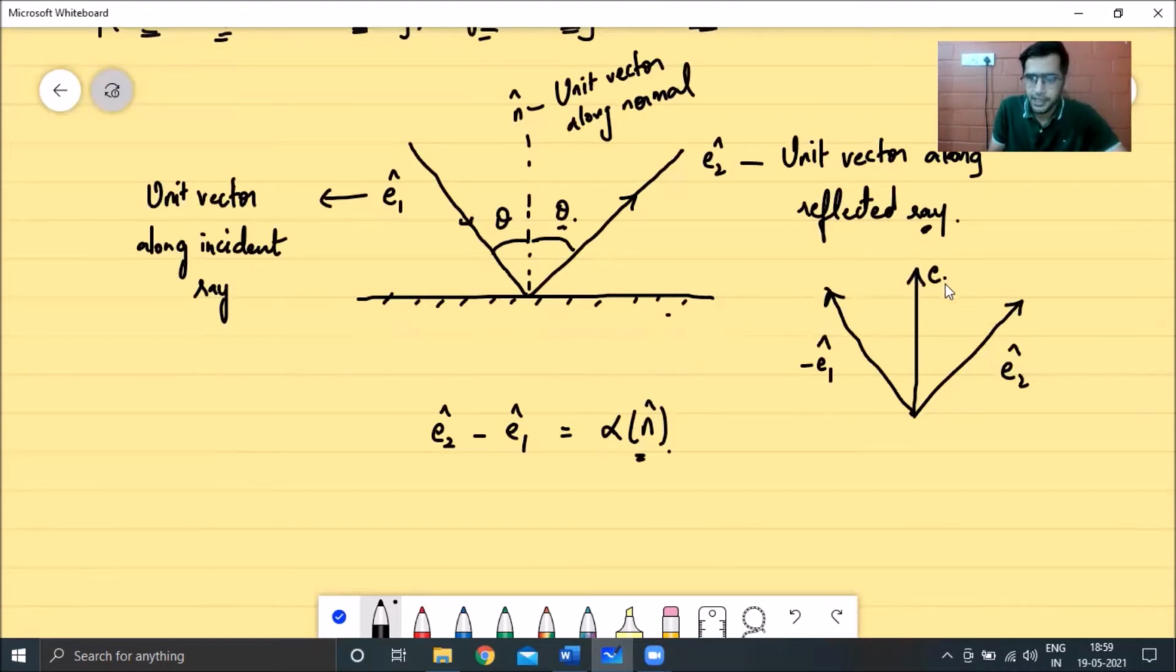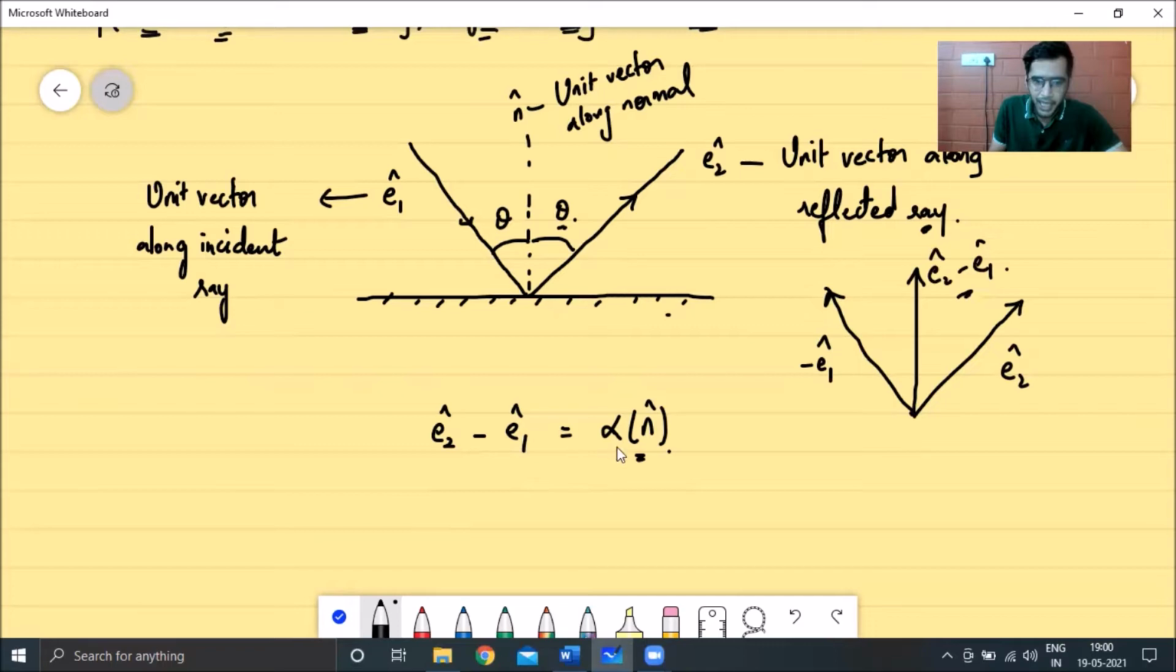The E2 cap minus E1 cap should lie on the angular bisector, right? And we see that the normal is also lying on the angular bisector between the incident ray and the reflected ray. So E2 cap minus E1 cap should lie in the same direction as your normal, but it need not be a unit vector. So let's say it's some multiple of n cap over here. So this is the first relation we're writing: E2 cap minus E1 cap is equal to some alpha into n cap, right?